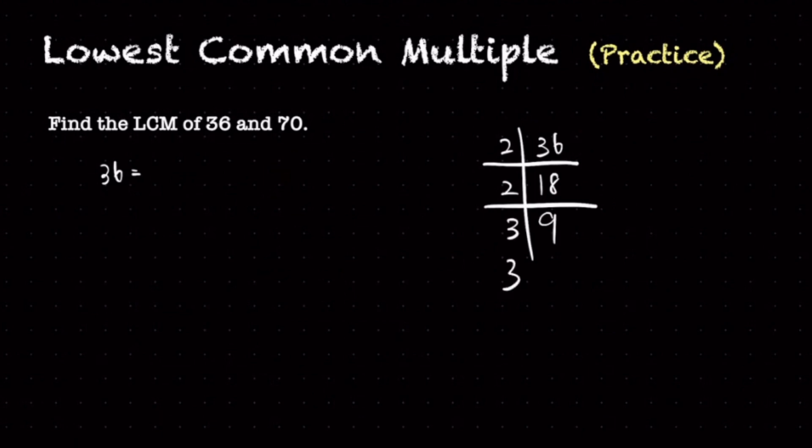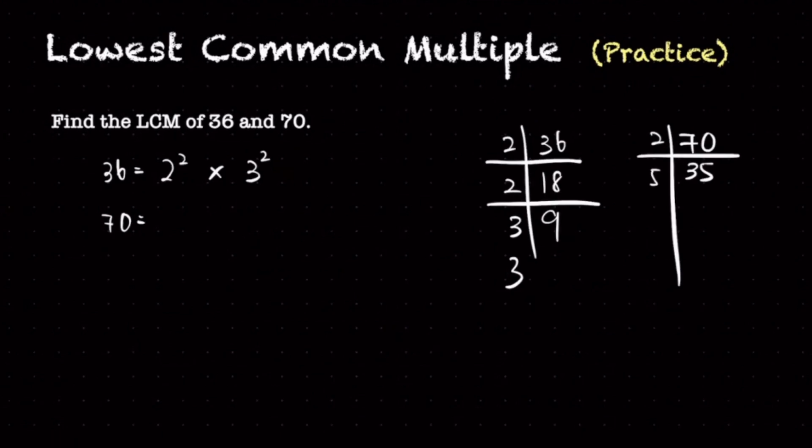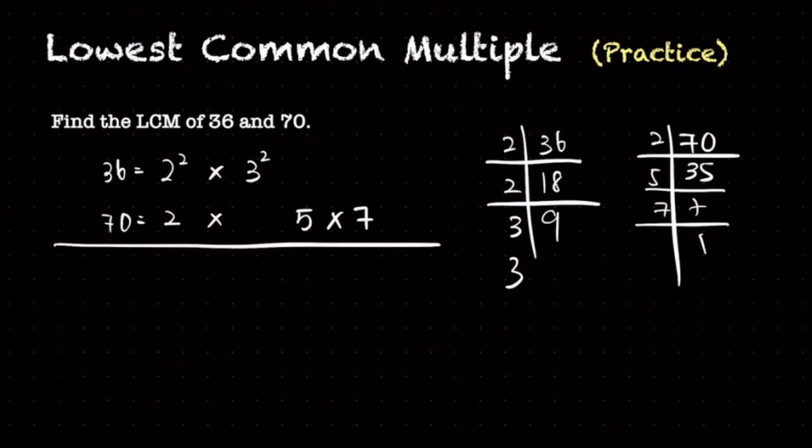So we have 2 2's and 2 3's. So now we have it. And let's do 70. So we have 70 here. Divide by 2, we have 35. And 35 is 5 and 7. There we go. So we have 2 times 5 times 7.